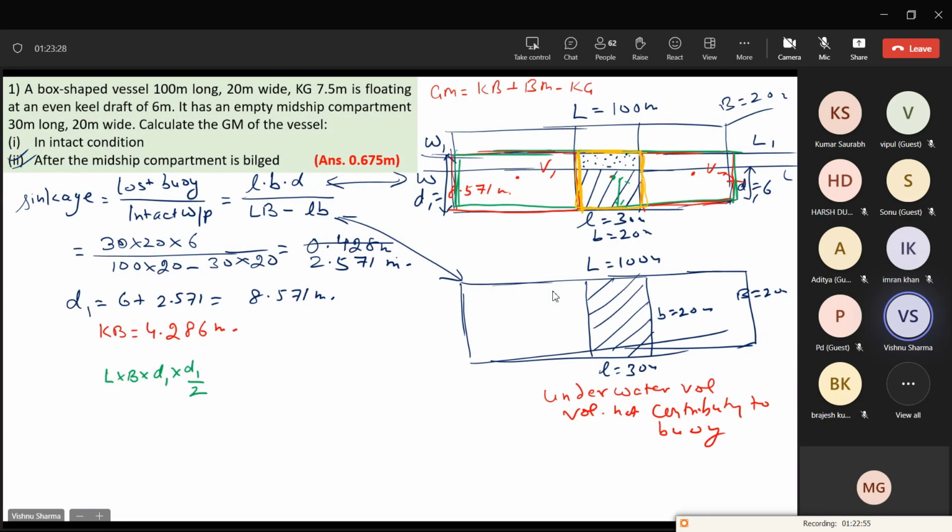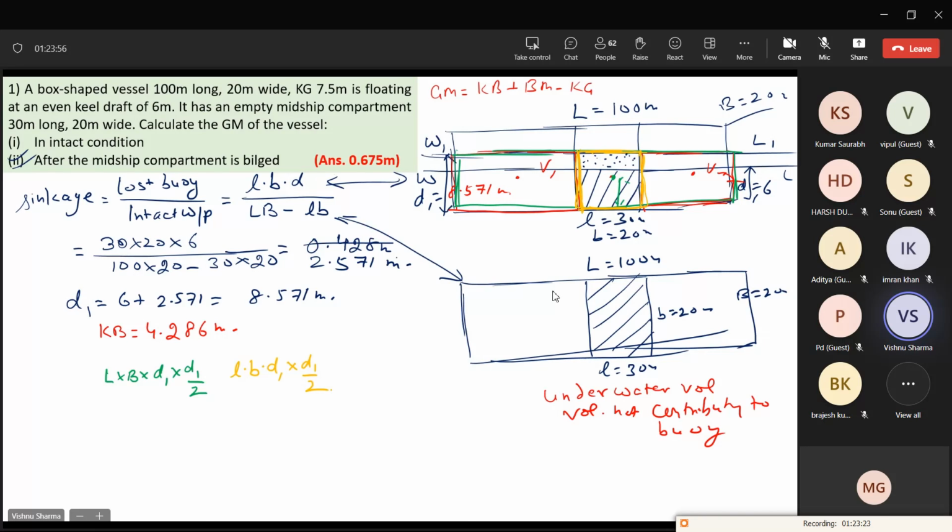So now I'm writing the vertical moment of underwater volume and phrase not contributing to buoyancy. So first I identify that volume. That volume is LBD1. Look at the diagram. What will be the vertical lever for this volume? D1 by 2. Okay.